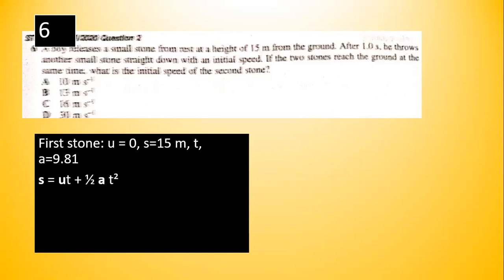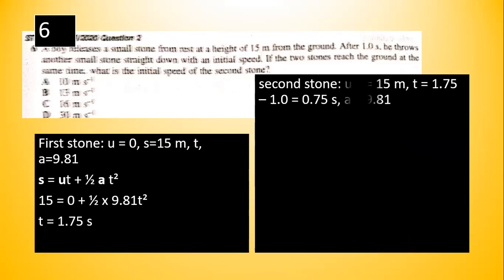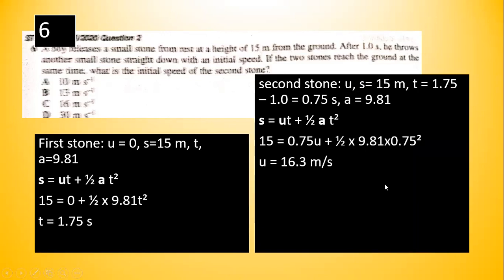Okay, you can calculate for the first stone. You're given enough information. Thrown from rest, U equals 0, height is 15 meters. You want to find T, so the A is given, G is given, put in the formula, calculate out your T. Then second stone, same height, you want to find U, initial speed. Time, but he throw it after 1 second, so the time taken is subtract 0.75. Since you take downwards, your G is still the same, 9.81. Same formula, put in your formula, calculate out.